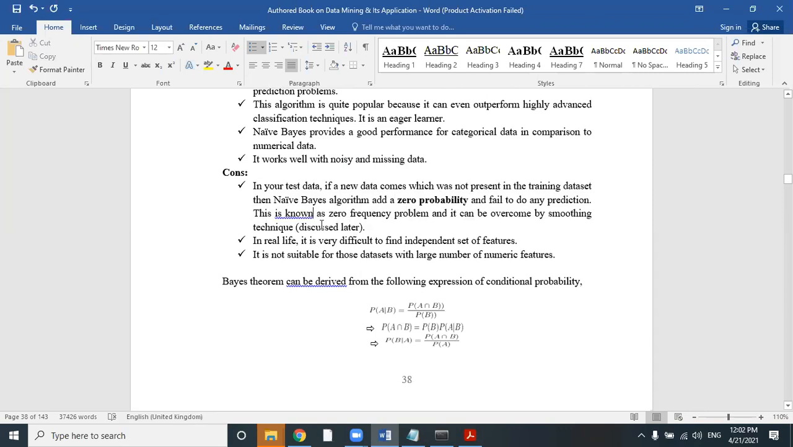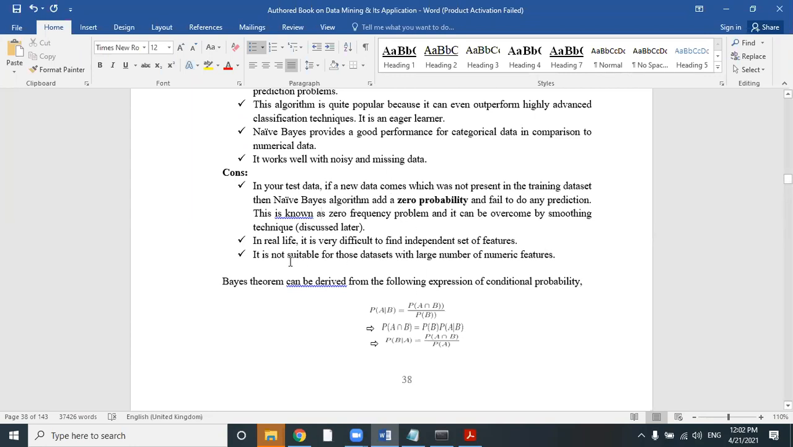When it comes in the exam, you have to explain this with the help of an example, how the zero frequency problem can be overcome by a smoothing technique, and the smoothing technique is known as the add-one smoothing technique. I will discuss add-one smoothing in the naive Bayes algorithm.